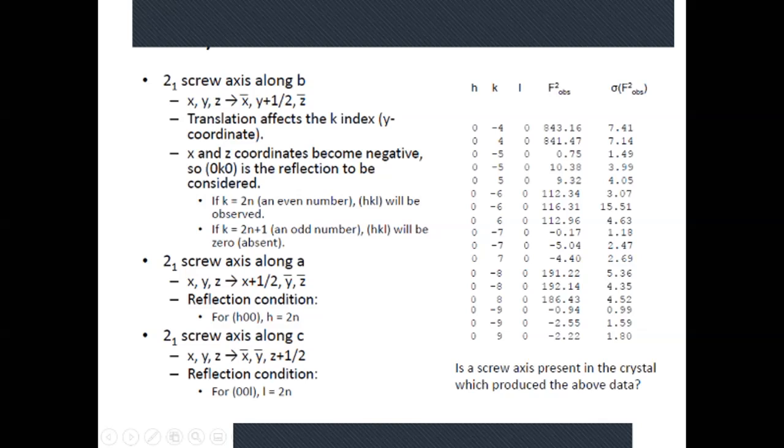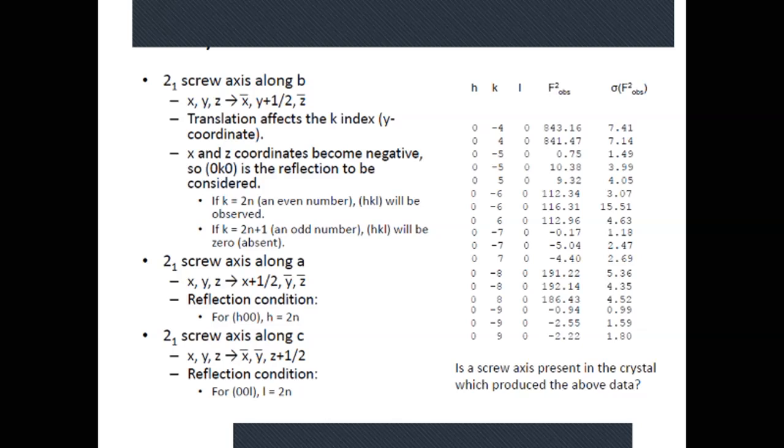So what we want to look at is, since these are all H0 and L0, since only K is present, this means we're translating along the B axis. And since H and L are 0, the X and Z coordinates are becoming negative. So since X and Z are negative, K is translation. This could be showing us that a screw axis is present. So if we think a screw axis is present, look at the odd 0K0 reflections and see if they're absent.